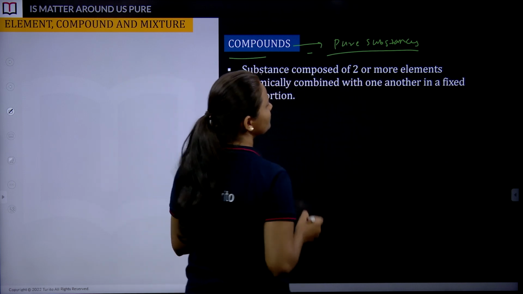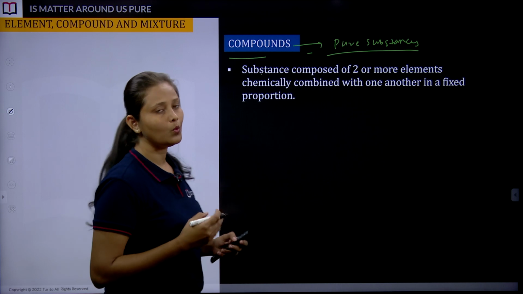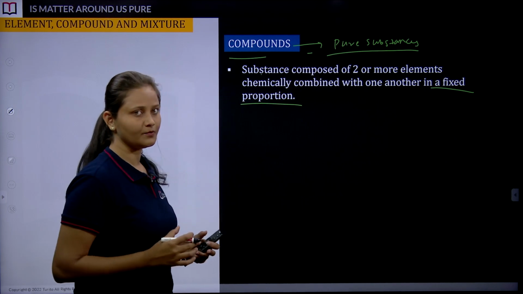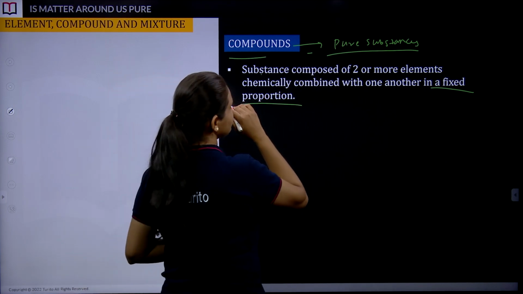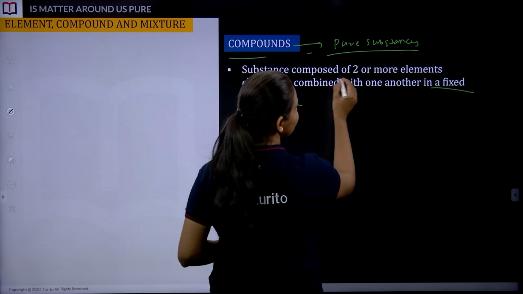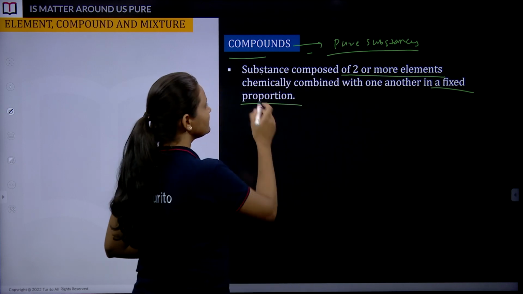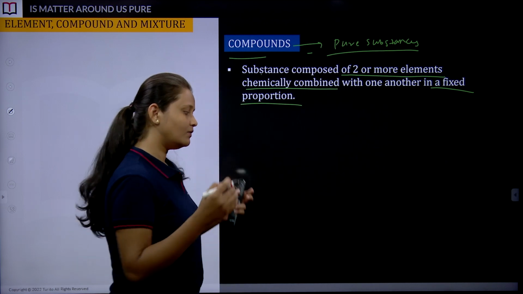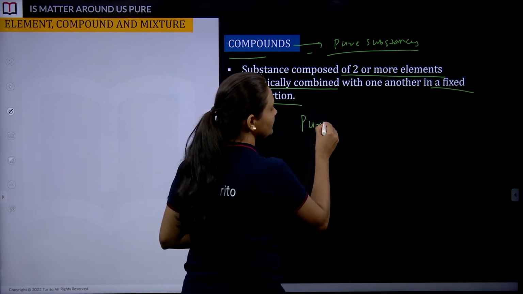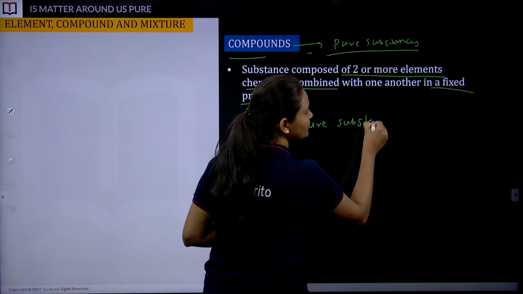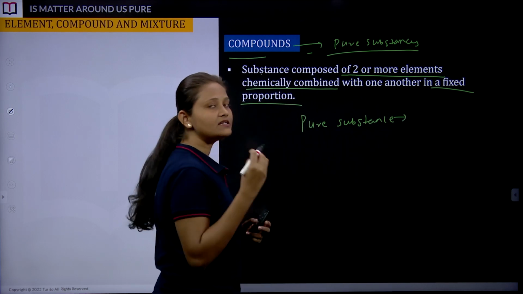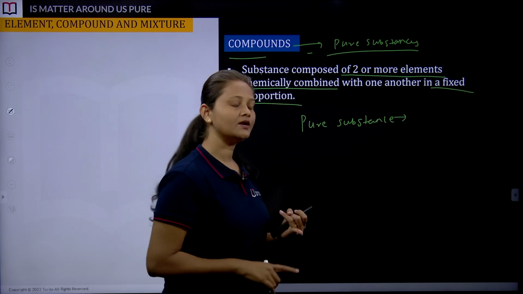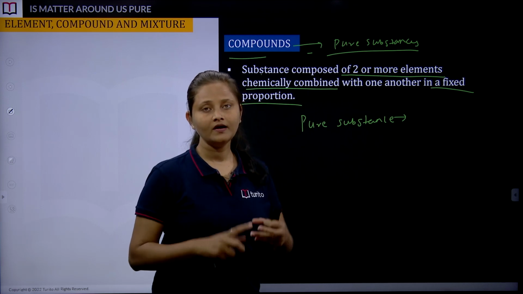A compound is a substance composed of two or more elements chemically combined with one another in a fixed proportion. In a fixed proportion. I repeat, a compound is a substance composed of two or more elements which are chemically combined with one another. Students, while defining a pure substance, what did we say? A pure substance consists of a single type of substance which is similar or identical in all senses, be it physical properties or chemical properties. They all are the same.